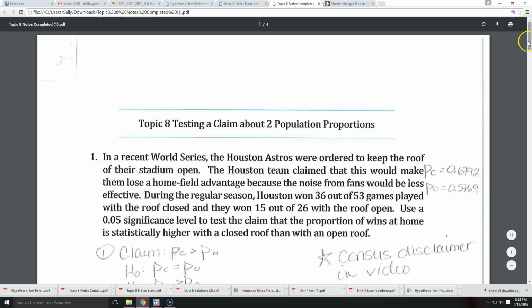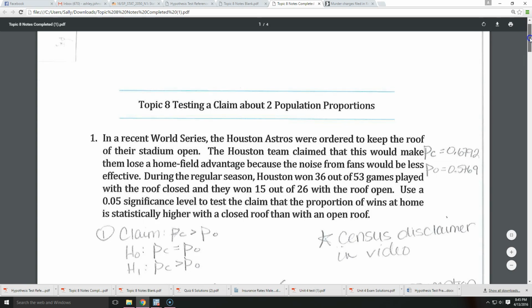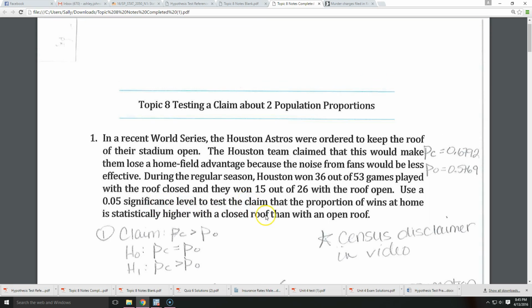The way that I would start off this problem is the exact same way that I would start off any of the previous problems. I usually take whatever population is stated first as the one that I write first. We're going to test the claim that the proportion of wins at home is higher with the roof closed than open. So I put that the proportion of the closed roof is greater than the proportion of wins with the open roof. That's going to be our H1, and our H0 is going to be the same thing with an equal sign.